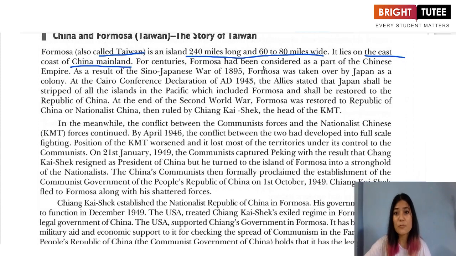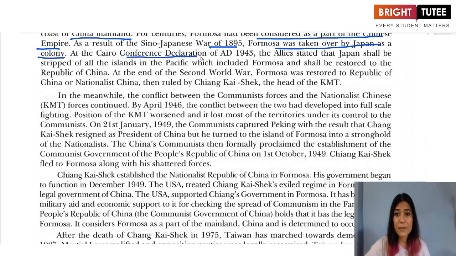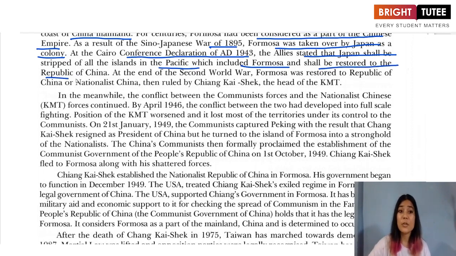Okay. For centuries, Formosa had been considered a part of the Chinese Empire. Now, when the Sino-Japanese War took place in 1895, Formosa was taken over by Japan as a colony. So, Formosa became a Japanese colony. At the Cairo Conference Declaration of 1943, the Allies stated that Japan would be stripped of all its possessions in the Pacific area, which included Formosa, and that it was required to be restored or given back to China. Okay, so basically towards the end of the Second World War, Japan had to surrender all its territories that it had captured and taken control of along the Pacific coast. Okay, so it included Formosa, and now Formosa had to be restored to Chinese territory.